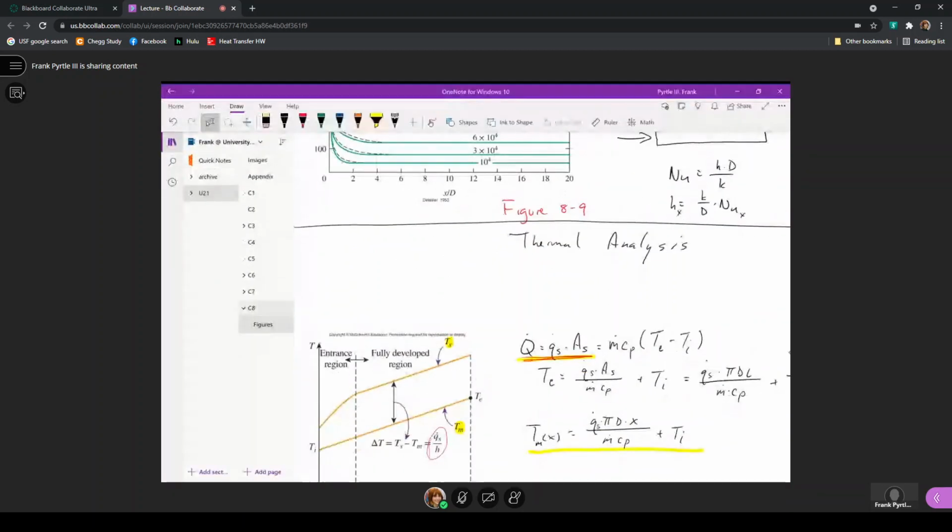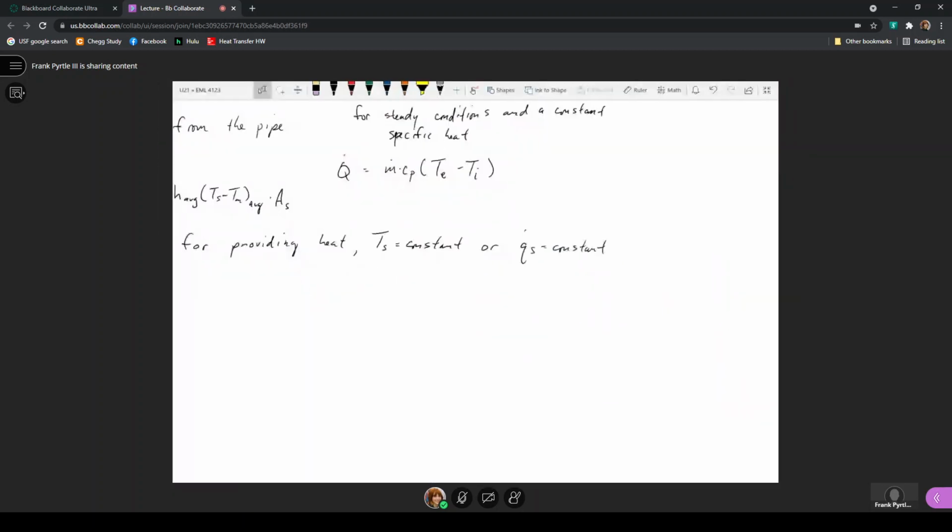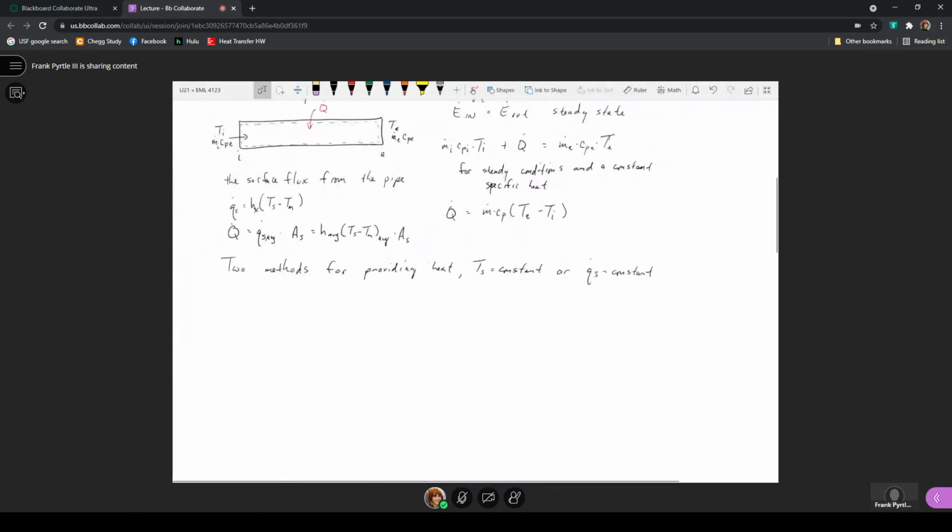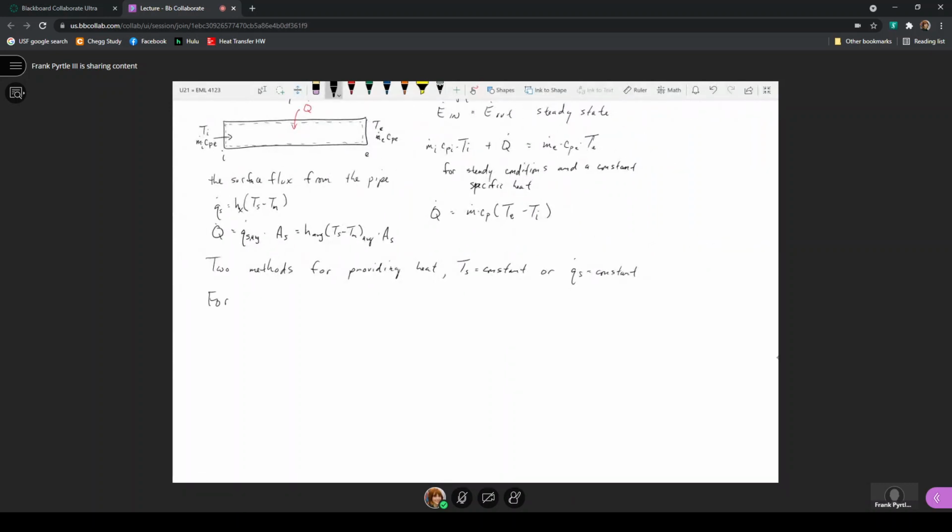So if we want to calculate, let's say, for H determination, we have to answer two questions. Is it laminar or turbulent? And is it developing or fully developed?